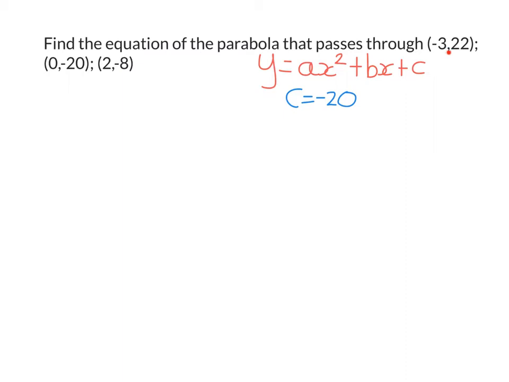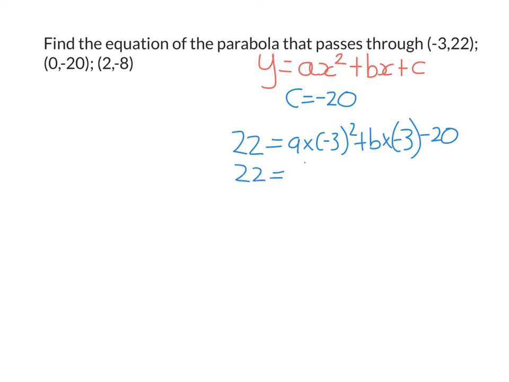So let's now substitute in this point to this equation. So we have y equals a times x squared plus b times x plus c, which was -20. So remember, whenever you're substituting a negative, make sure you have brackets when you put it in your calculator. So rearranging this equation, I get 22 equals positive 9a minus 3b minus 20. So of course, I can just add 20 to both sides, and I get 9a minus 3b is equal to 42. So that comes from the point -3, 22.